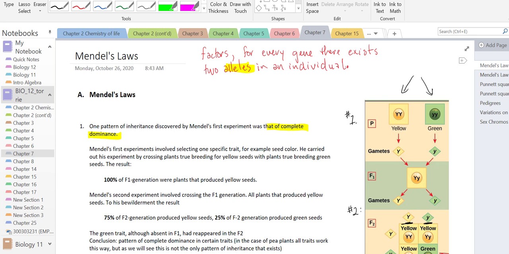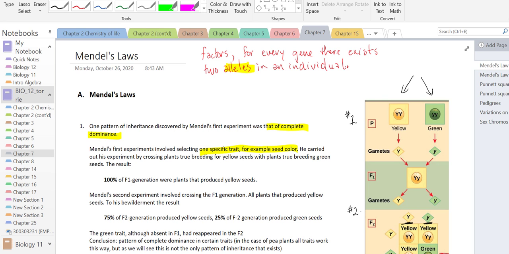All right, so first off, what we're looking at here is the specific trait for seed color. If you remember through the videos, pea plants have several different traits and characteristics. Mendel proved this law of complete dominance with all of those different traits, whether it was height of the plant, seed color, pod color or seed shape. There's a variety of different traits. We're just looking at seed color to show his first experiment.